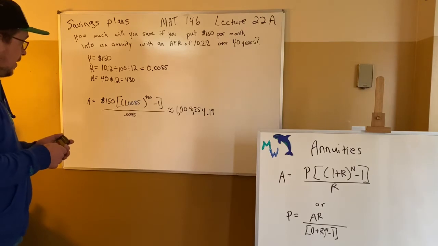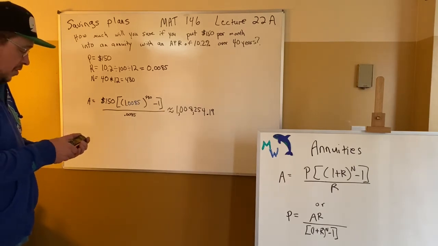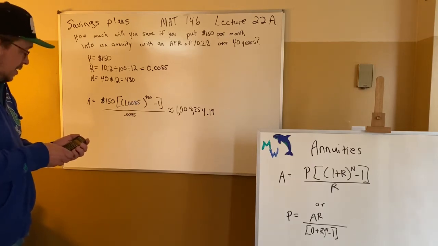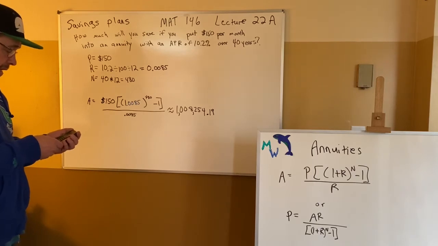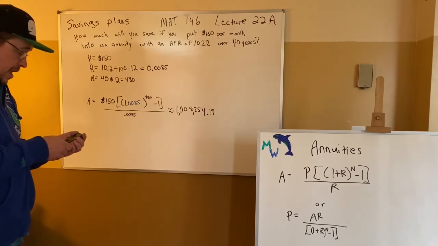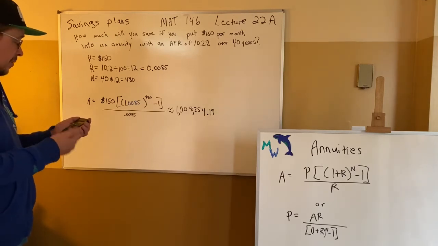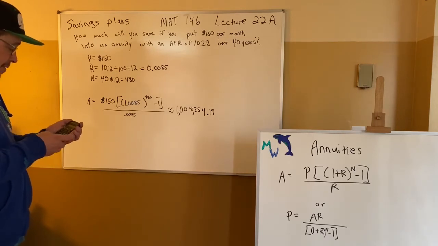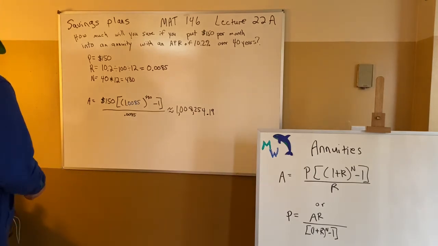That's fine. But if you want to do it with parentheses, you can go 150 times and open up a single pair of parentheses and put in there 1.0085, raise it to the power of 480, and then subtract 1, and then close your parentheses, and your entire numerator is done. So if you want to hit equals, you'll be looking at 8570.16, and then you'll divide that by 0.0085, and you'll get to the number. So that's how that works.